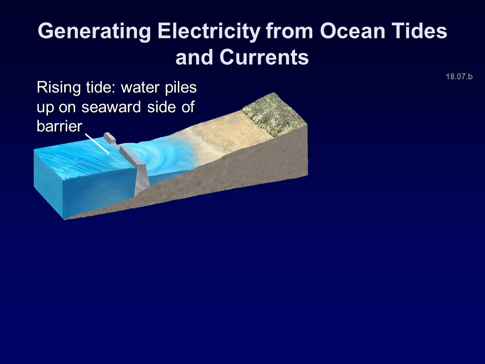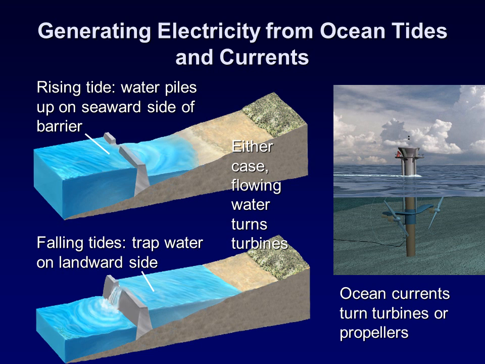Generating electricity from ocean tides and currents. Okay, so it's the same idea as using the dam, in that you have water falling and you're using that fall to spin a turbine. So you either have a wall that catches water on either side as tide is coming in or coming out, or you can set up these turbines out in the ocean to spin with these ocean currents that are constantly moving.